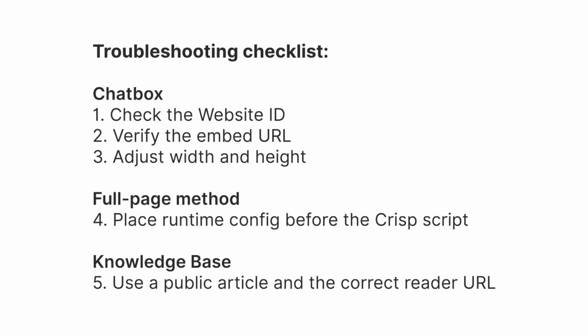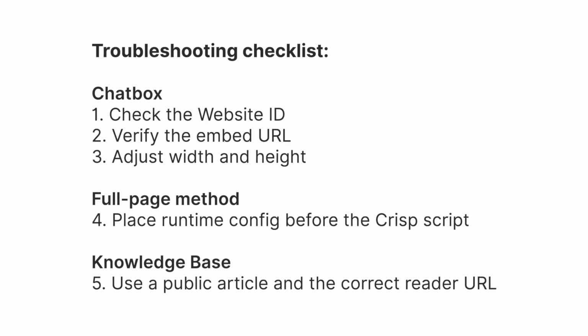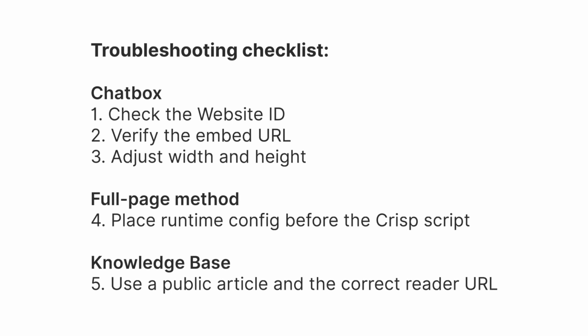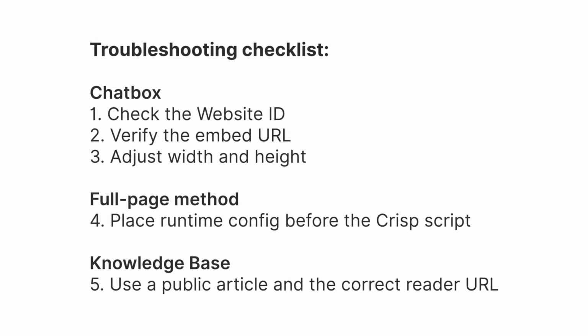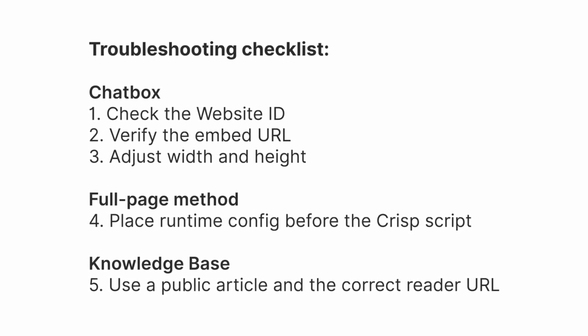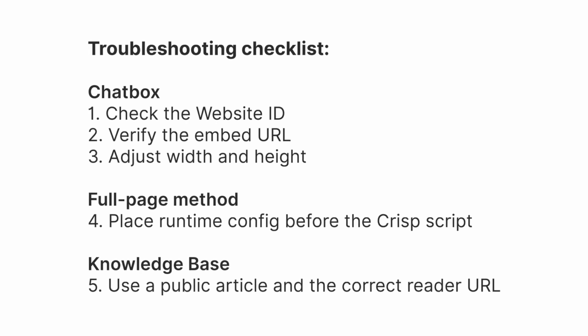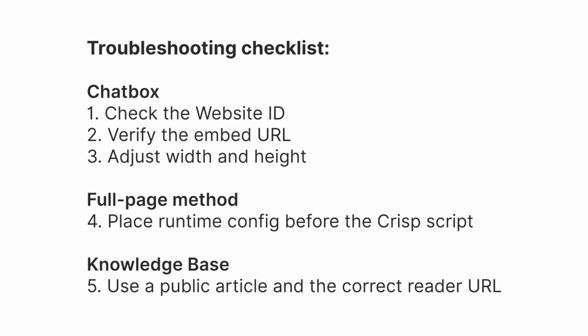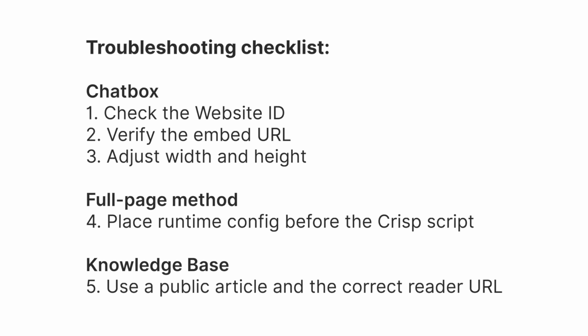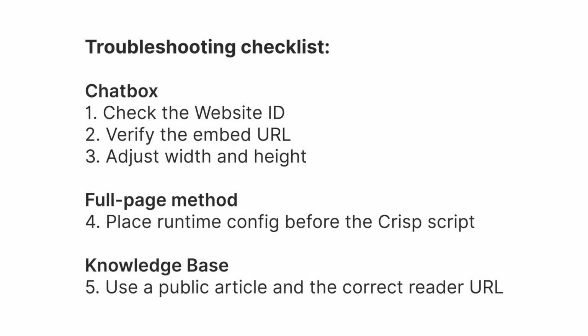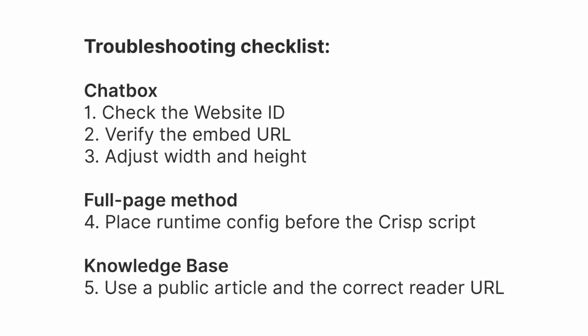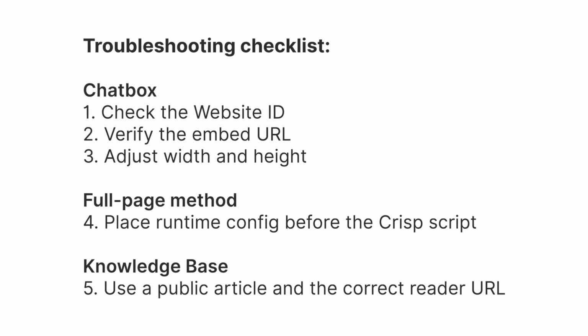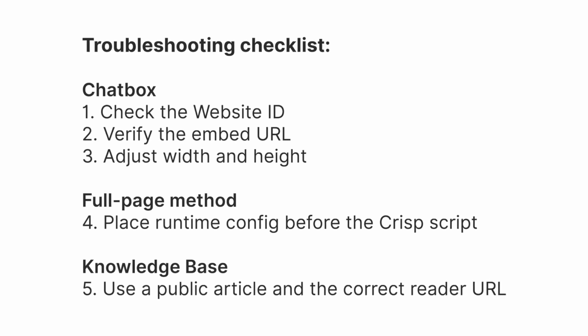If you have any troubleshooting issues and your chatbox doesn't load, first check that your website ID is correct. Then make sure the iFrame source uses the correct Crisp embed link, and if you use the full page method, make sure the runtime configuration is placed before the Crisp script. If the chatbox appears but is hard to use, adjust the iFrame width and height. And if a knowledge base article doesn't appear, check that the article is public and that you are using the correct reader URL. That's it, you now know how to embed Crisp inside an iFrame.